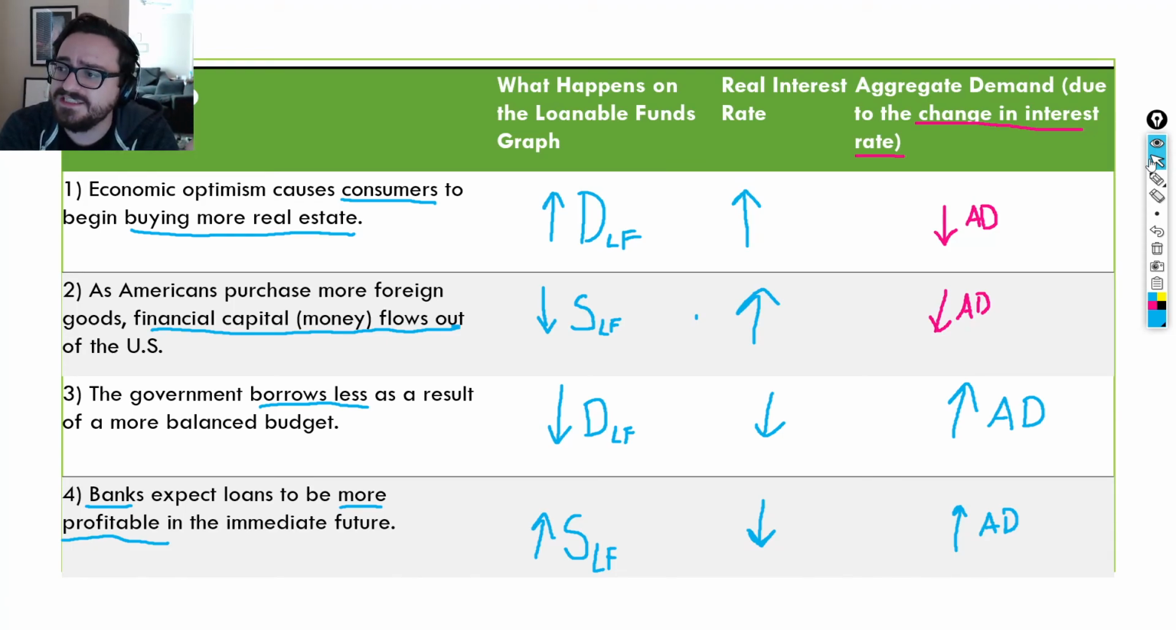Make sure you've got that list of shifters down, but the ultimate thing at the end of the day is if people want to borrow more, demand goes up. If banks have more to lend, supply goes up. If people want to borrow less, demand goes down. If banks have less to lend, supply goes down. That's kind of it at the end of the day.